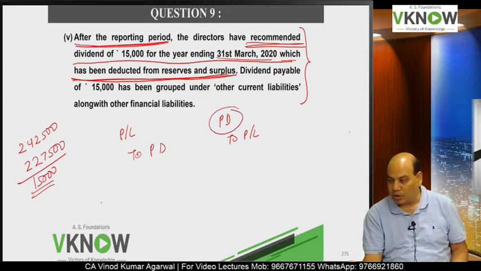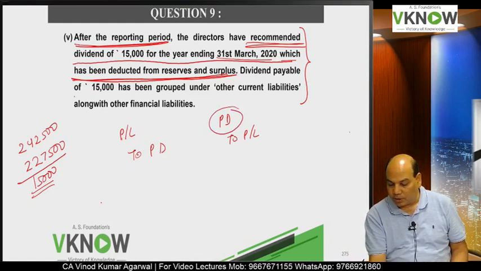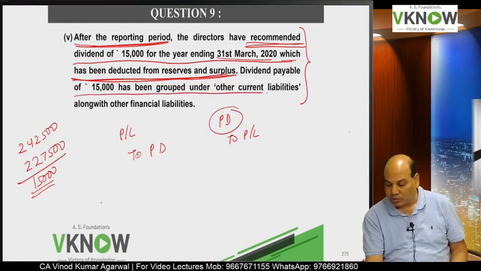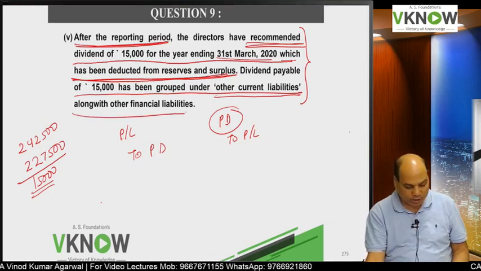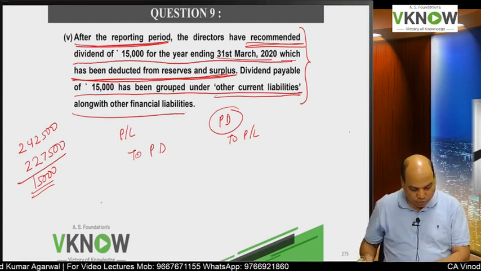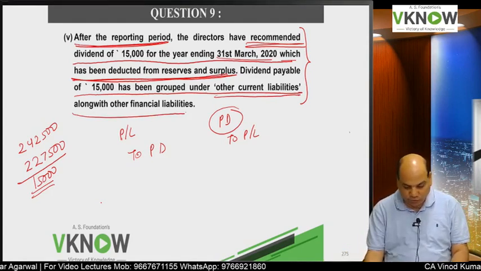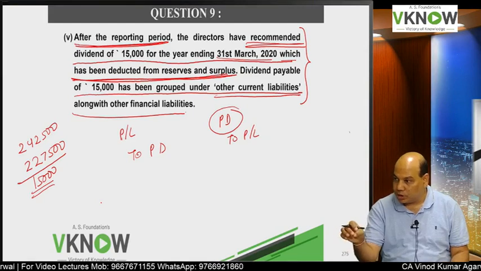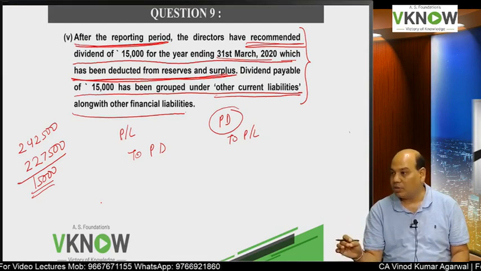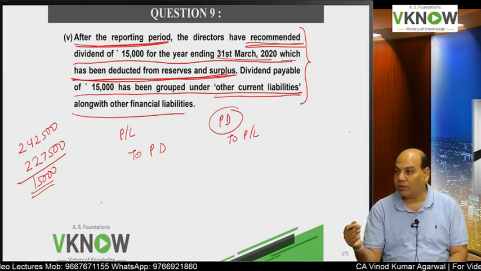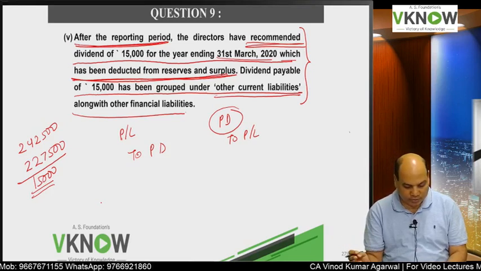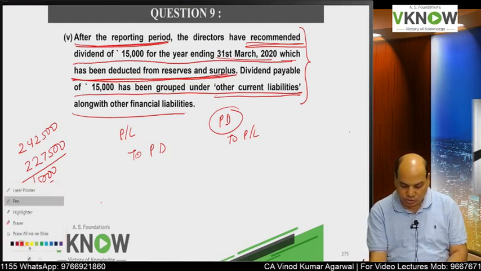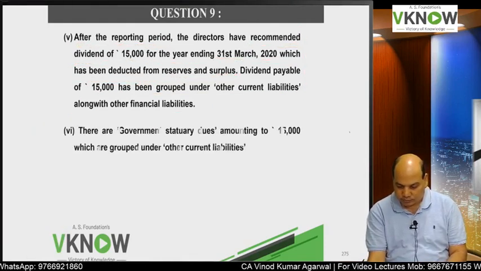And where is this proposed dividend appearing in the problem? Dividend payable of 15,000 has been grouped under other current liabilities along with other financial liability. So if you go to other current liability in the balance sheet, 45,000, which includes 15,000 rupees dividend payable also, remove that. So 45 will become 30. Tick mark that item. Tick mark reserve and surplus also. You need to remove that 15,000 from there.